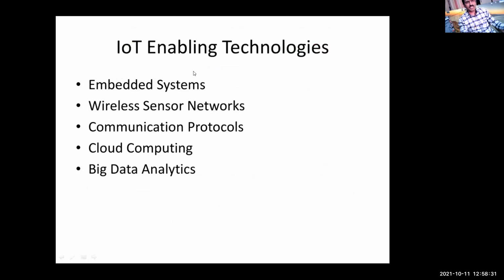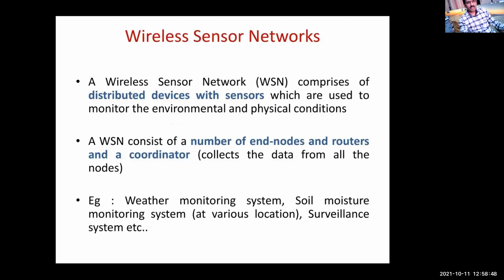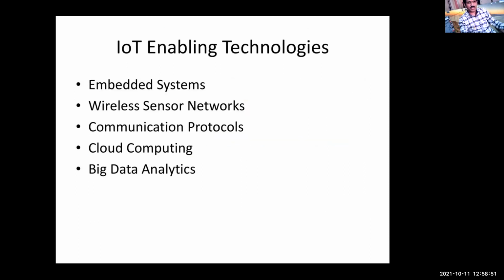The next topic is IoT enabled technology. There are a total of 4 or 5 different technologies: embedded systems, wireless sensor network, communication protocol, cloud computing, and big data analytics. We'll not go into depth on these things; we'll just overview them. These are different topics, different subjects by themselves. Embedded system is one topic, one subject. Wireless sensor network is another, then communication protocol, cloud computing, big data analytics. These are the different technologies related to the IoT.